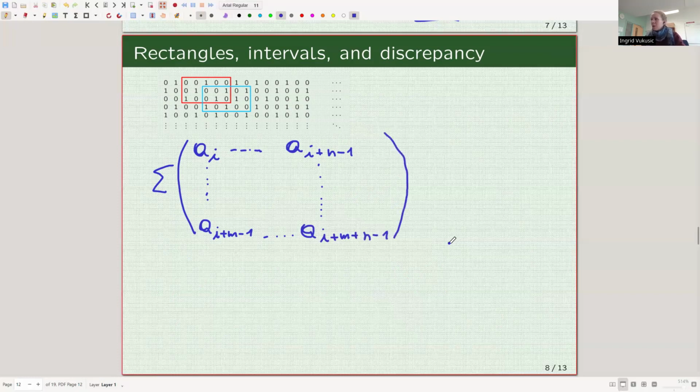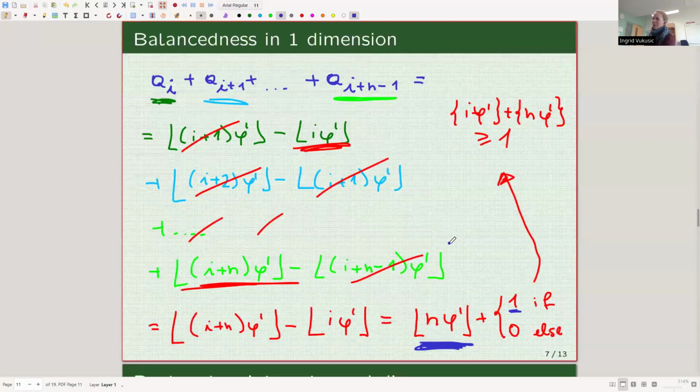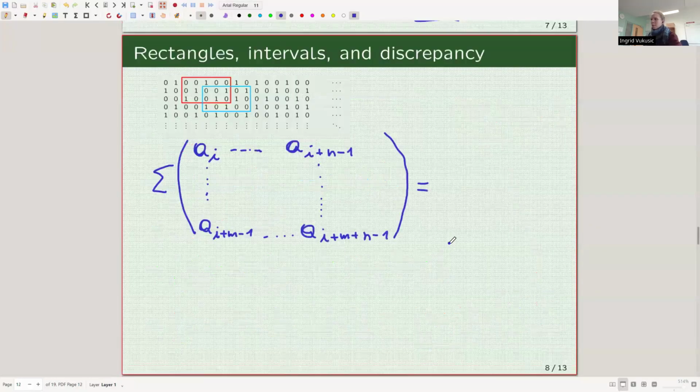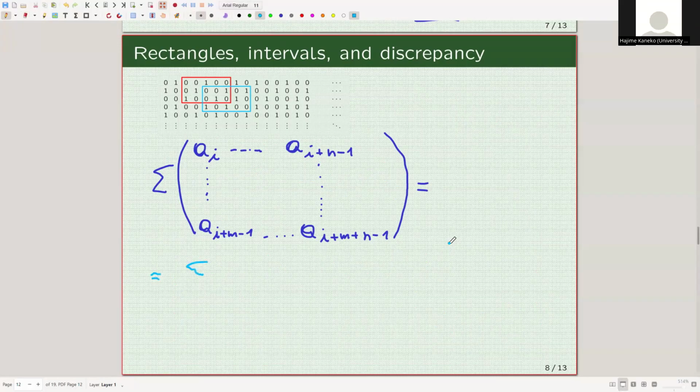Okay, and now we can just reuse what we already know. We know how to sum over the rows, for example. So let's sum over all the rows. Oh, sorry for interrupting you. Yes. But m plus n minus 2? Yes, thank you very much. Yes. Thank you.